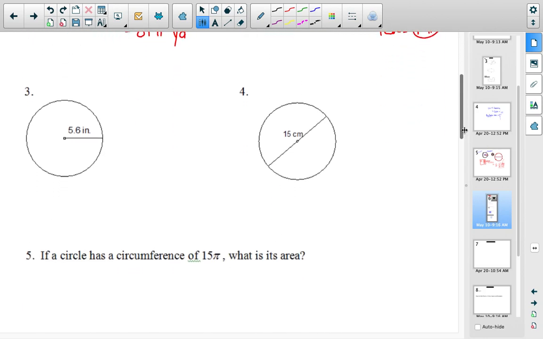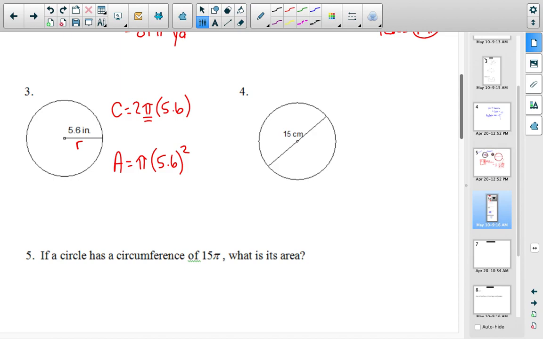And so you can see number 3 and 4 are going to be similar. We can just set up the formula. Here I have my radius, it's 5.6. So circumference is going to be 2 times pi times 5.6. Remember, you can just leave it in terms of pi. That makes it easier. It's exact. You don't need to put in a 3.14. Area is going to be pi times 5.6 squared. And I'll let you do that math.